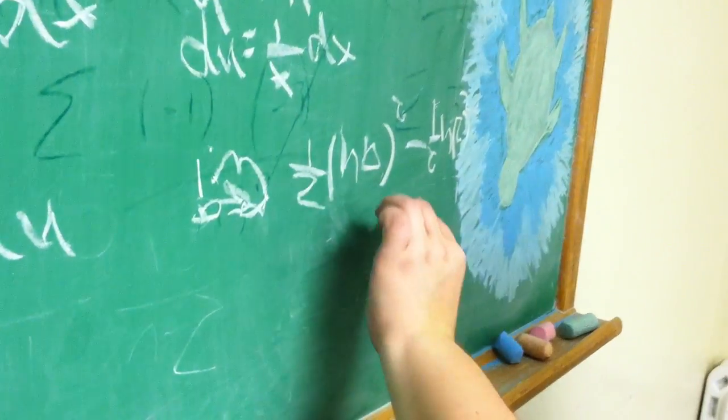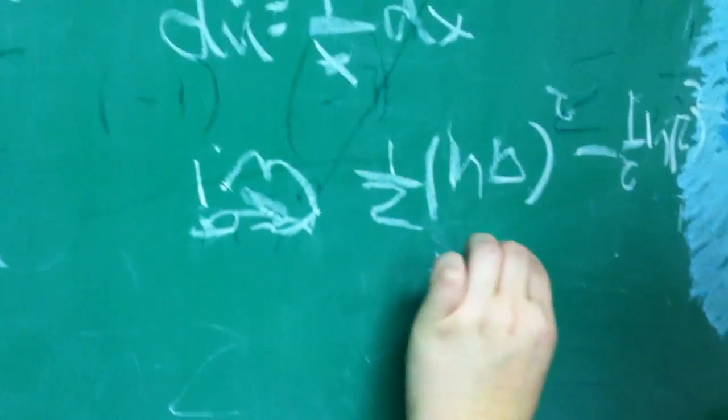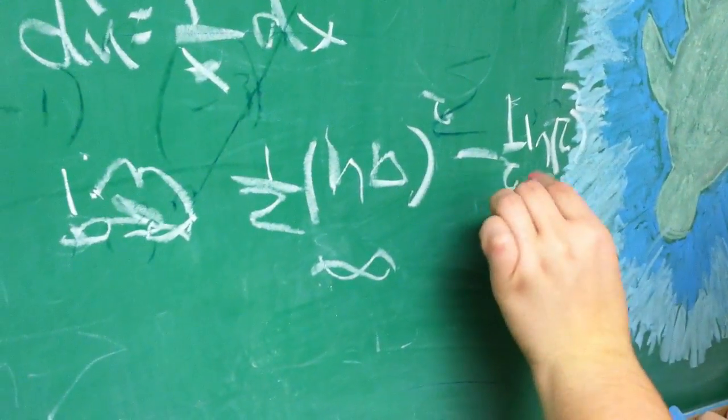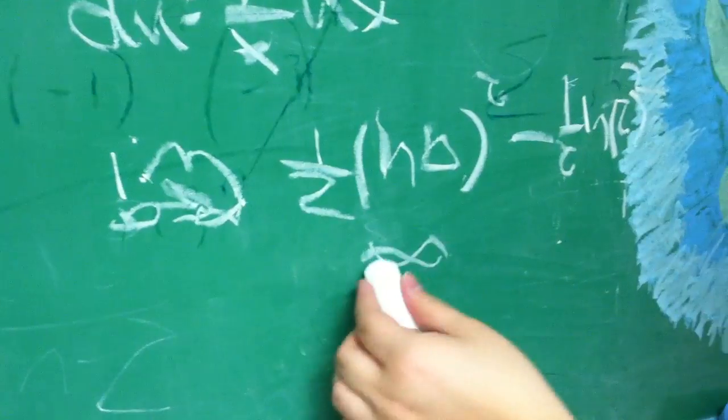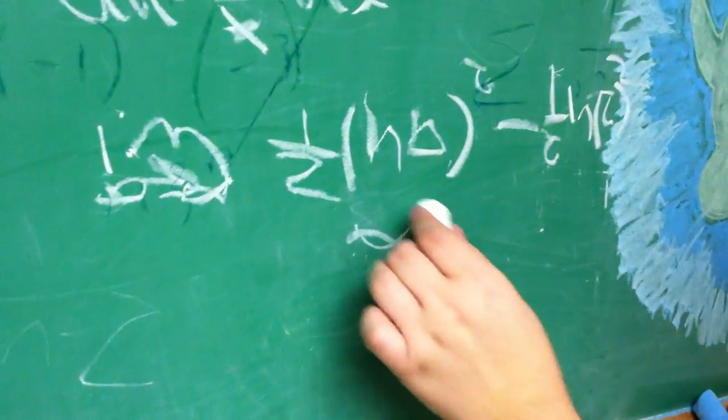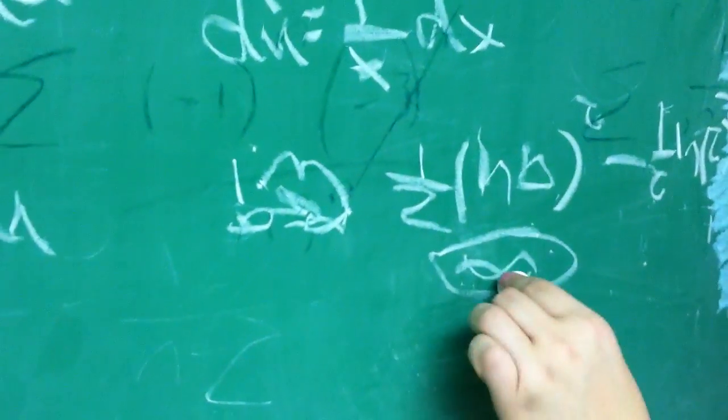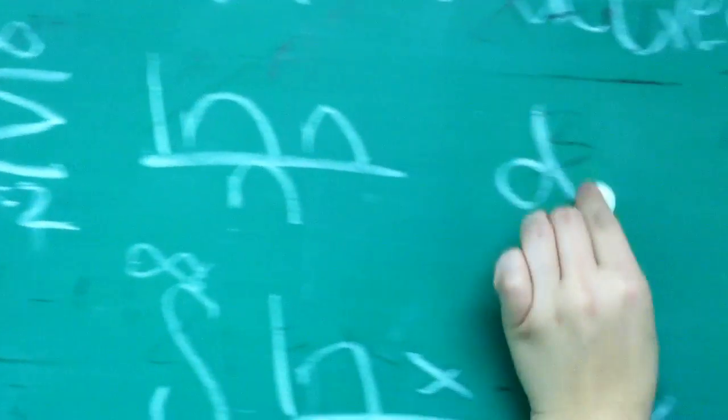So this will go to infinity here, and this will still go to that, but infinity minus something is still going to be infinity. So the limit will go to infinity, which means the integral diverged, so our series diverged.